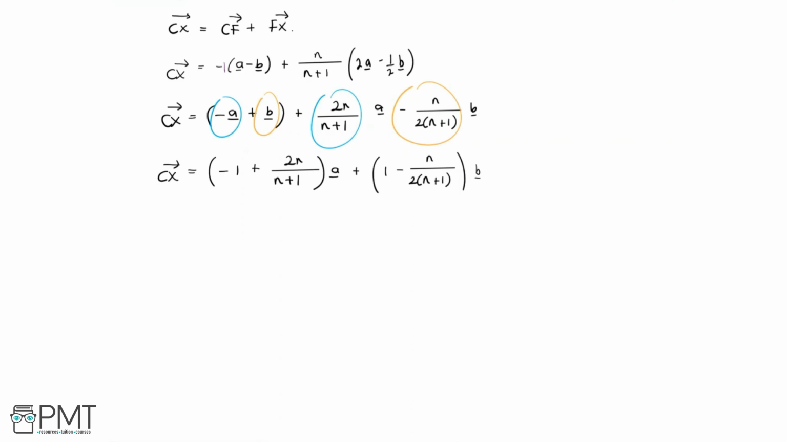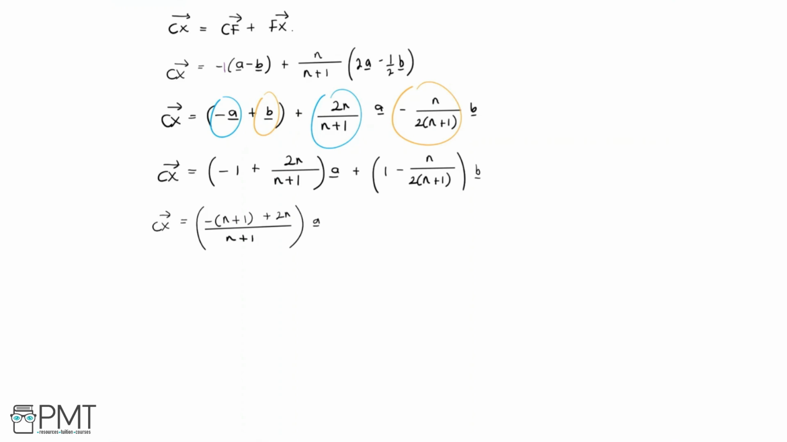Now we need to add these fractions, and when we add fractions, remember that we need a common denominator. Now let's first start by looking at the terms of a. We need to do minus 1 plus 2n over n plus 1. We need to express minus 1 with a denominator of n plus 1. And so minus 1 can be written as minus brackets n plus 1 all over n plus 1. And so we can say that minus 1 plus 2n over n plus 1 can be written as minus brackets n plus 1, close brackets, plus 2n all over n plus 1.